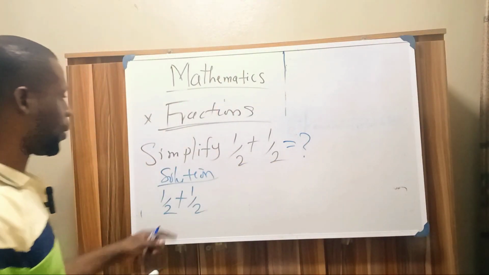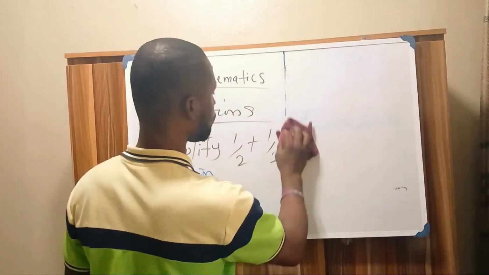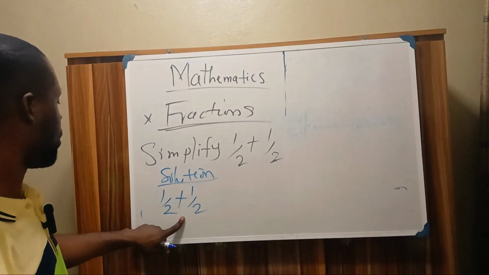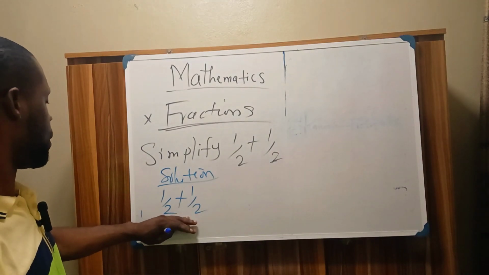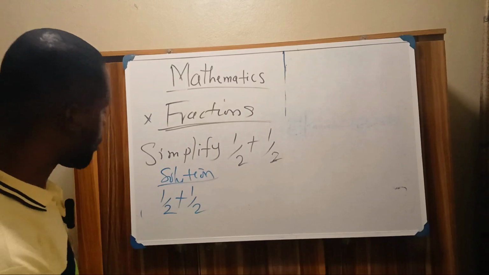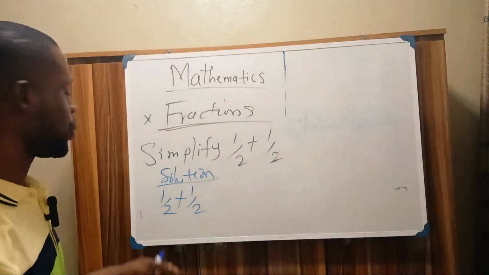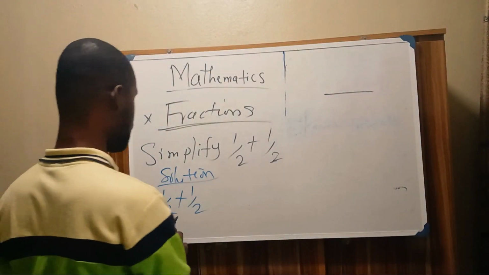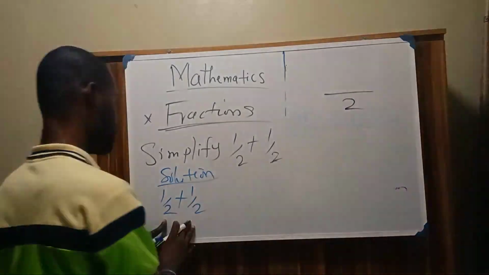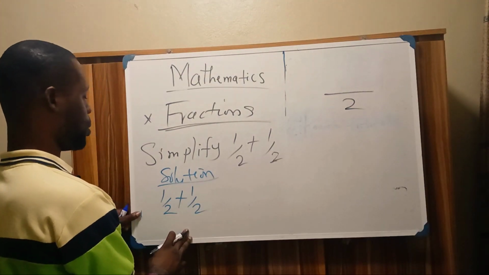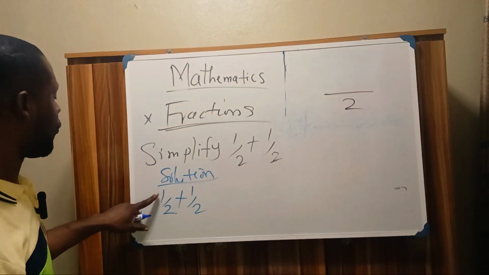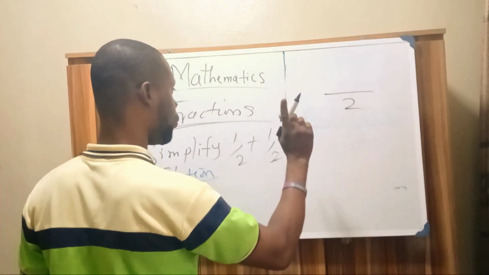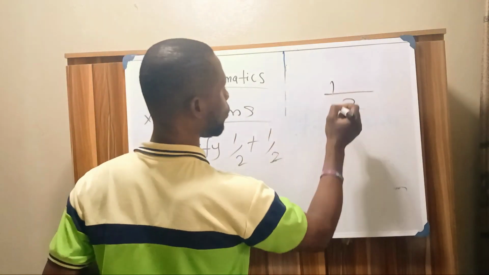If you are faced with this kind of problem, this is what you are going to do. The first thing you are going to do after you have written this is you consider the LCM. Since we have only one arithmetic operation here, you consider the LCM. The LCM of this and this is 2. Then the next thing is that you now consider this first one. This 2 divided by this 2 is going to give you 1. So 1 times this 1 is going to give you 1.